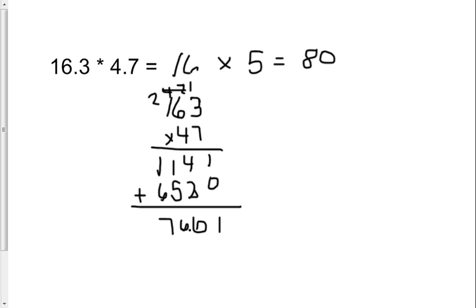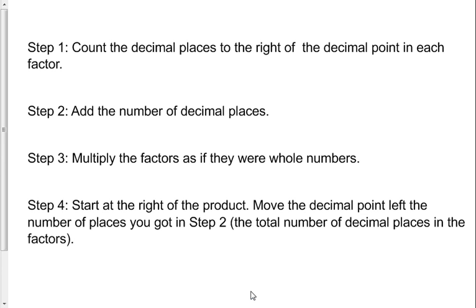based on the estimate. The second way that I can decide where the decimal point goes is to count the decimal places in my factors. Count how many decimal places there are to the right of the decimal point in each factor. Add the number of decimal places to get a total. Then multiply my numbers as if they were whole numbers, and then determine my decimal place. Start at the right of the product, move my decimal point to the left, the number of places that I got in step 2, the total number of decimal places in my factors.